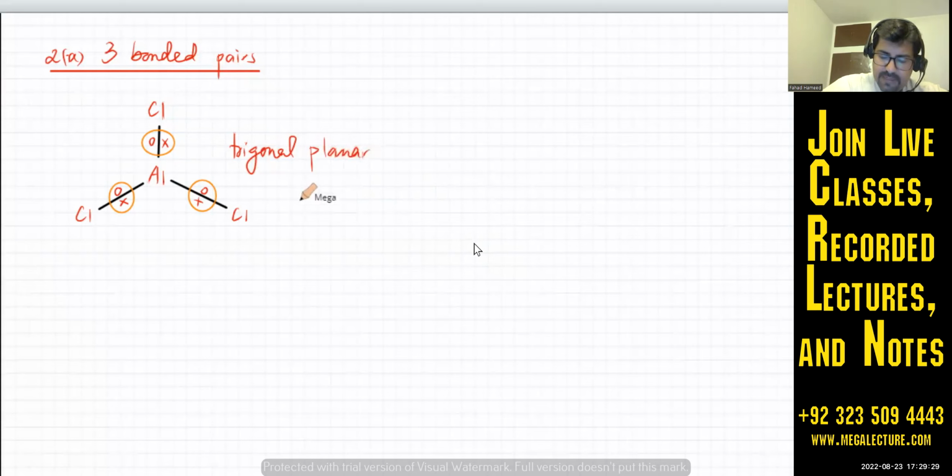So it's trigonal planar, and the bond angle is going to be 120 degrees. So in three-dimensional space, it makes a fan. So the molecule would look like a fan.